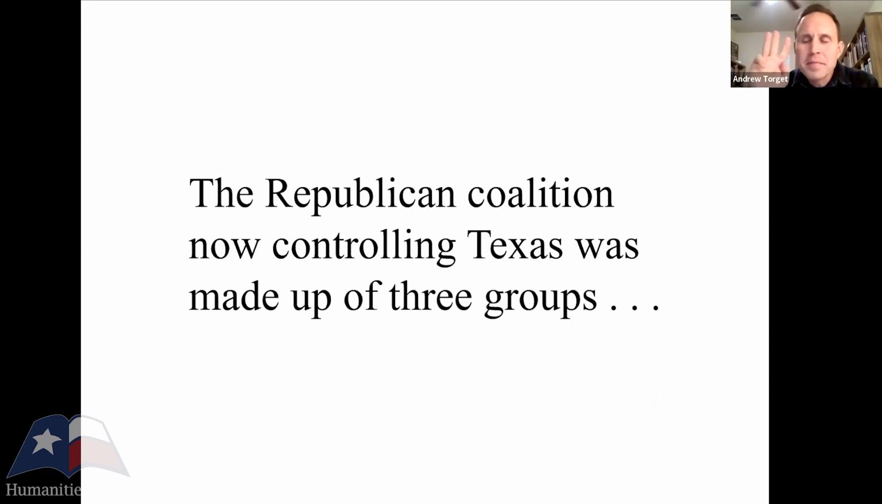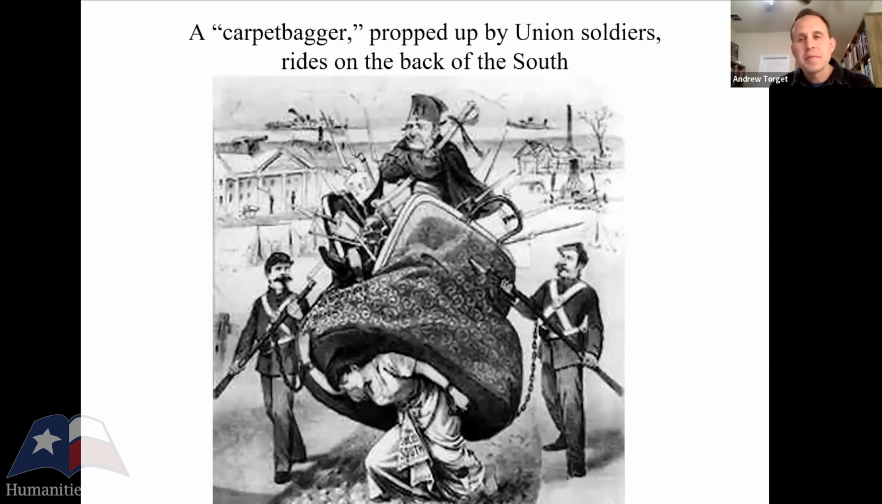There's 3 main groups that make up the Republican coalition, if you want to call it that, that's going to be reconstructing Texas, all right? Group number 1, and one of the most famous of them, are what are called carpetbaggers, which they did not call themselves this. These are all the words that their enemies used. But a carpetbagger, as you guys know, is someone who moves down into a territory who's not from there. We get the name carpetbagger because a cheap piece of luggage back then would literally be carpet that you pulled up and tied up together to make a bag that you would come down. That's what this bag is right here, right?